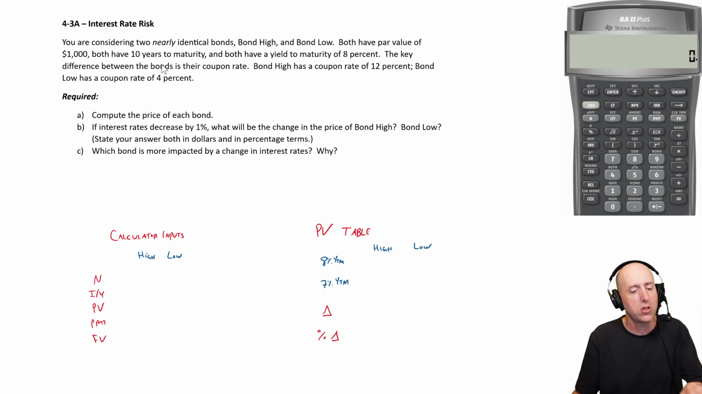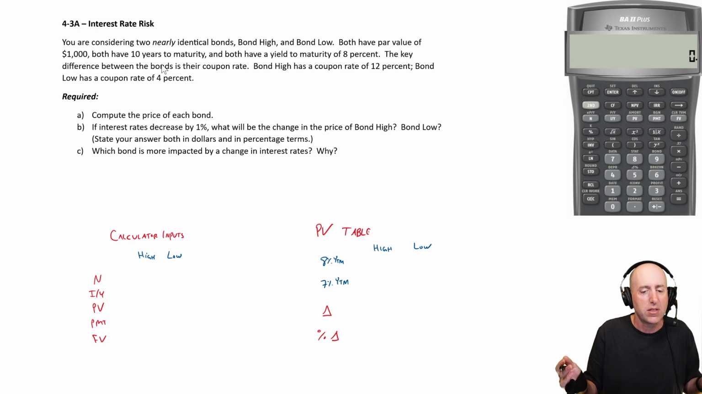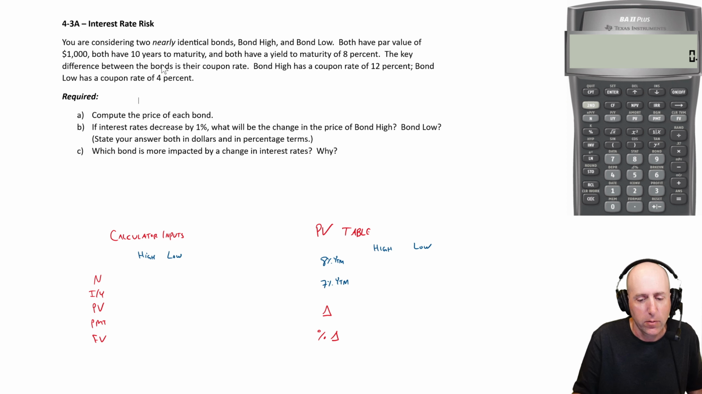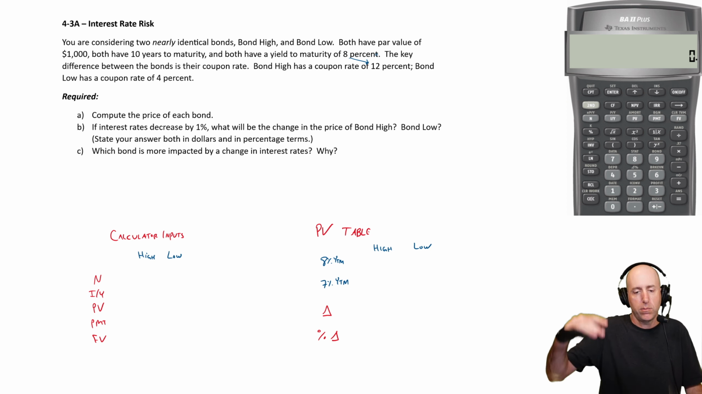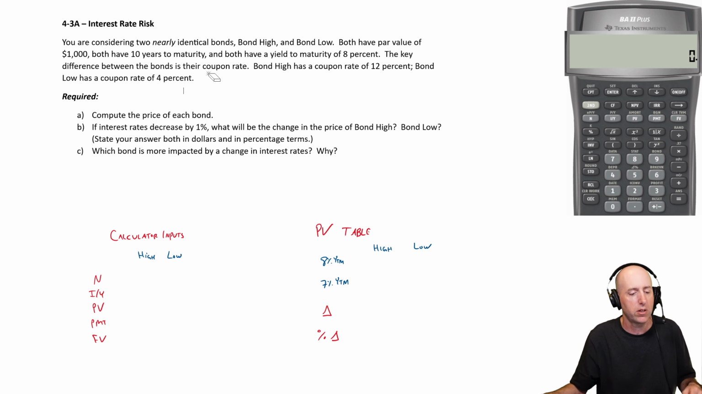So the first job is just to compute the price of the bonds. They're not the same. They're not $1,000. They're going to be some other amount. And in fact, the yield to maturity is 8, bond high is 12. Bond high is going to be a very large premium, and bond low is going to be a very significant discount because it's lower than the yield to maturity. But anyway, let's figure out the amounts.